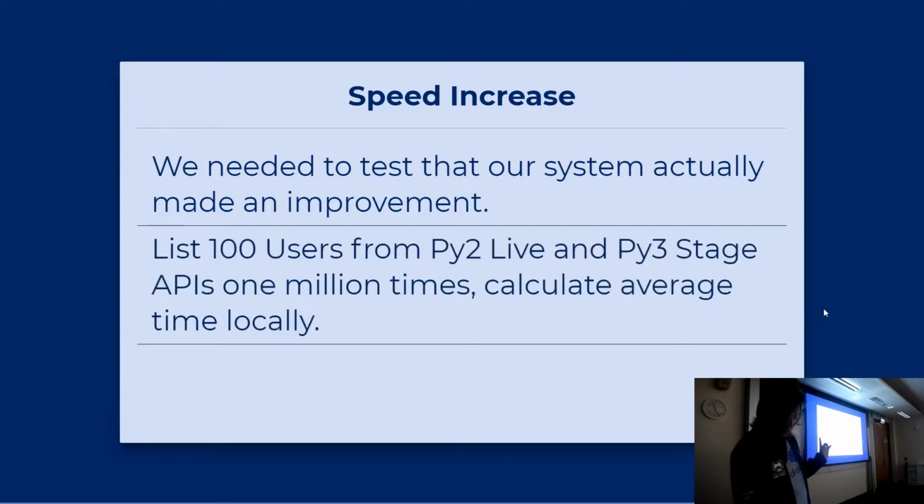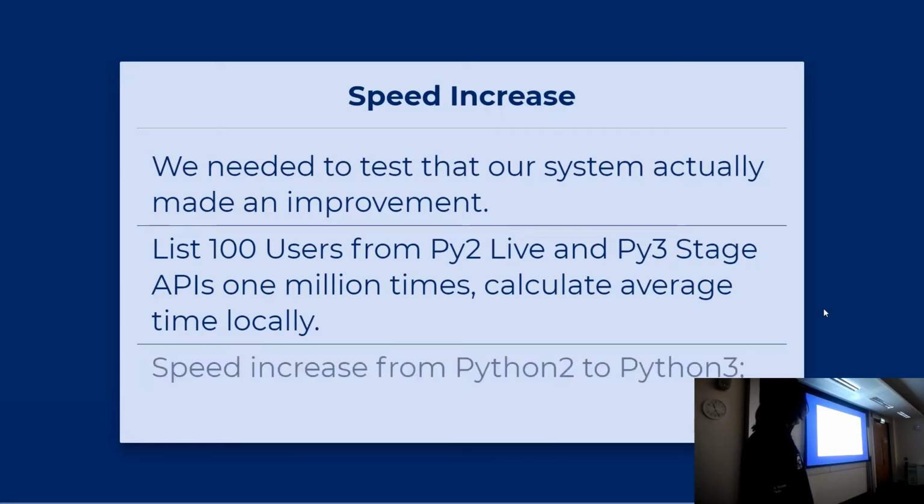That's what this is. So I wanted to list 100 users from Python 2 Live versus Python 3 Stage 1,000,000 times. I ran this overnight. I'm not that much of a time waster. Calculate average time locally, so that's full request response time. And I made it 57 times faster. No, don't actually. I'm not this show offy. I just wanted to talk about it because it's a case study, and you've got to talk about everything in a case study.